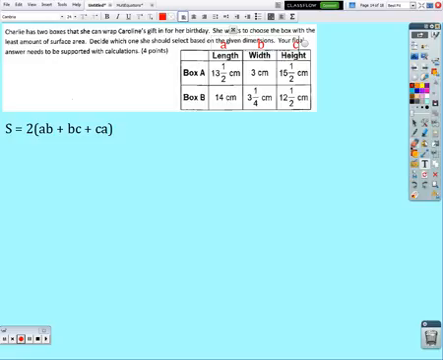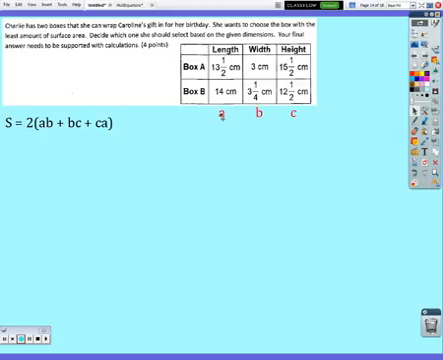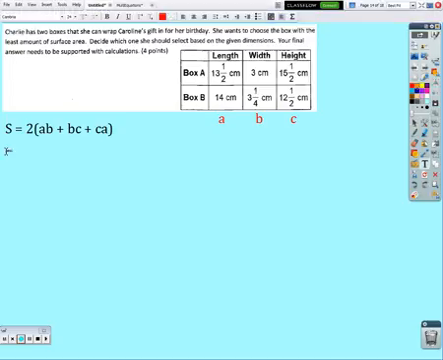Now, obviously, how many boxes do I have? 2. I have 2 boxes, not 6 boxes. What I need to do now is find the surface area of each box. There are 6 faces, but there are 3 dimensions for each box. So I'm going to title the first one box A.